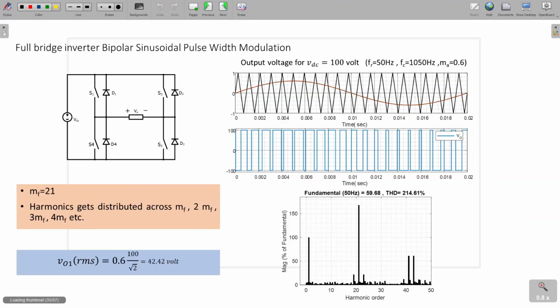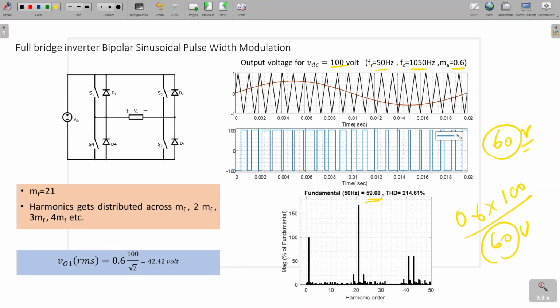Coming to the next, I have done the same thing here also. I simulated the same thing for 100 volt, 50 hertz, and 1050 hertz. MA is equal to 0.6. So we got something like 59.88, almost 60. It should come 60 volt peak value. So 0.6 into VDC 100, how much? 60 volt peak value. And RMS will be 60 by root 2, that will be 42.42 volt.